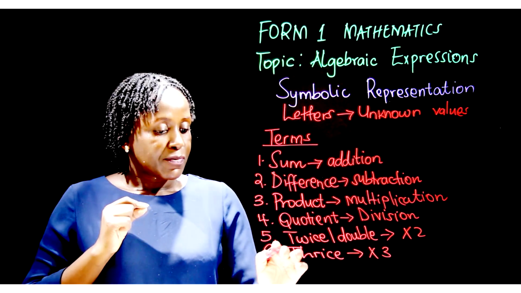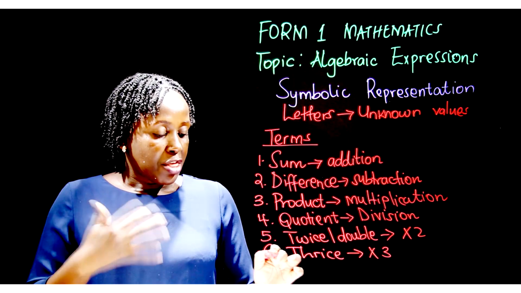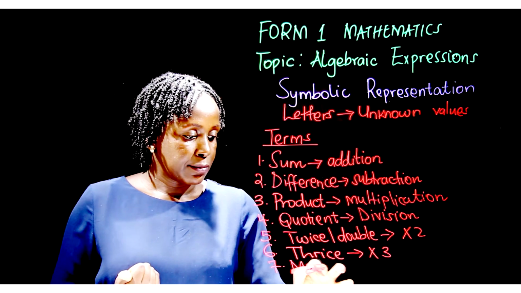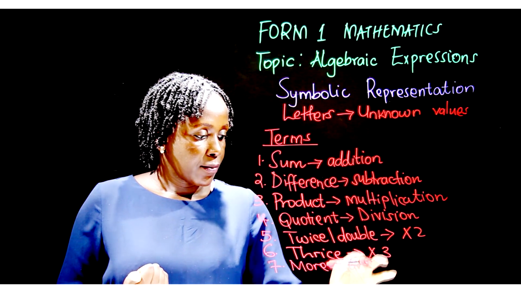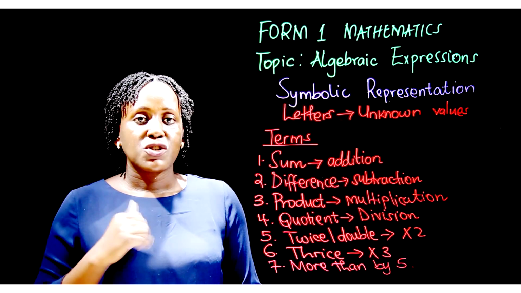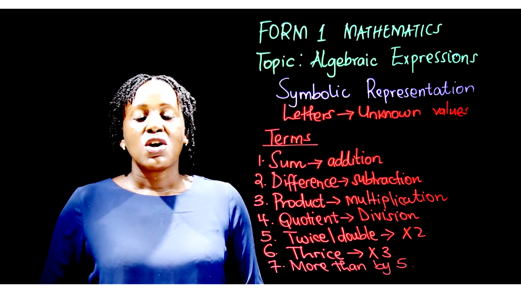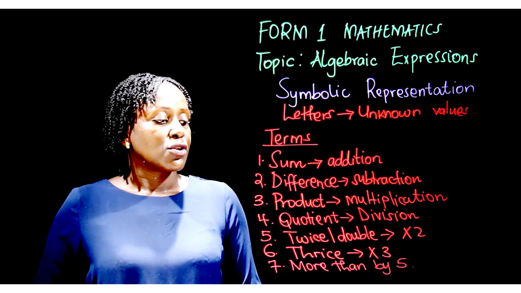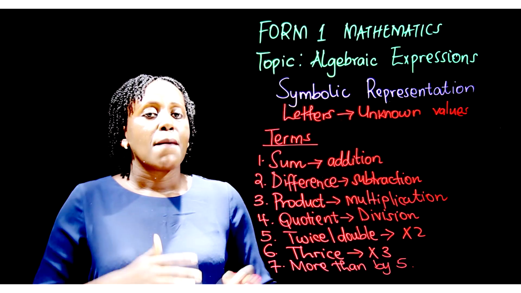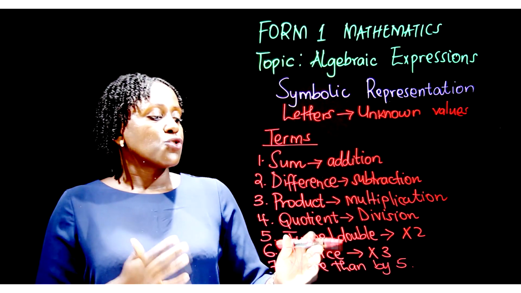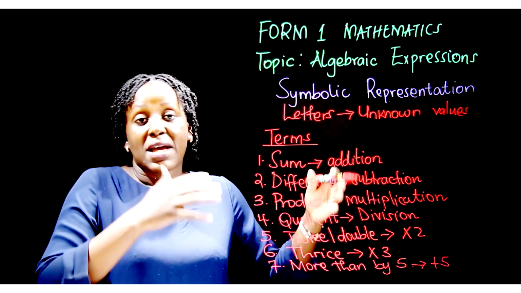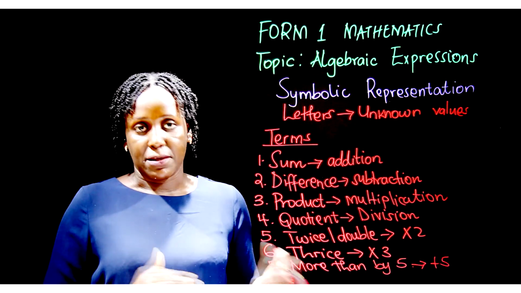Now the other term is more than, or more than by, for instance, more than by 5. If we say that my age is more than yours by 5, that means you take your age plus 5 to get mine. More than means plus. So more than 5 would mean plus 5. More than by 10 would mean plus 10.